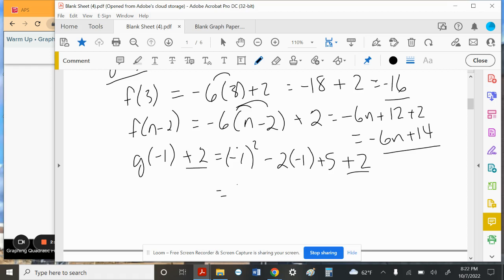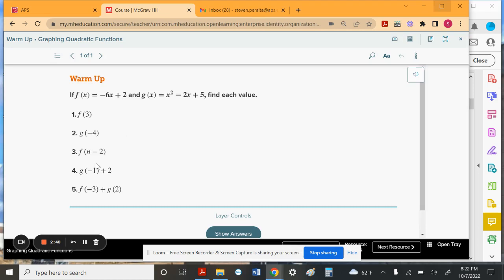So negative 1 squared is positive 1. Negative 2 times negative 1 is positive 2. Plus 5 plus 2. Add all those up: 3, 4, 5, 10. So my final answer would be 10. So that's how we do the warm-up. You need to do the other ones just to make sure you understand how to do those. I just want to make sure, because especially when we're starting to deal with these types of functions, this is going to be very important.